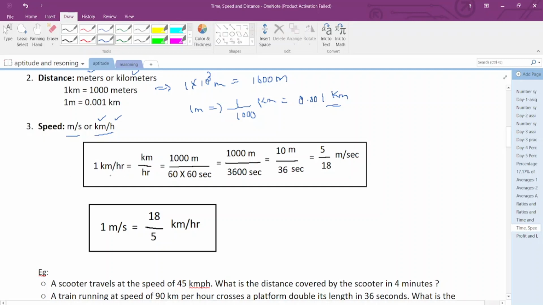Okay, how can we convert 1 kilometer per hour into meters per second? We can write kilometer per hour as 1 kilometer is equal to 1000 meters and 1 hour is equal to 60 into 60 seconds, correct? 60 minutes, and each minute is nothing but 60 seconds. So that's why I'm multiplying 60 into 60. So 1000 meters by 3600 seconds. Now if you cancel the two zeros, you will get 10 by 36. And cancelling with 2, both come in the 2 table, so 5 by 18 meters per second.